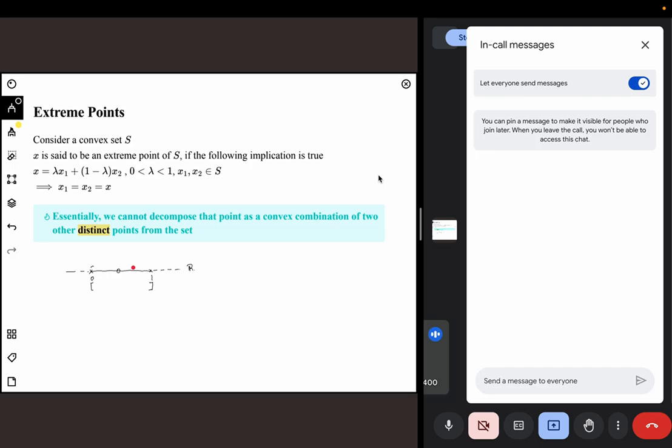So if I take any number here, take any lambda, take a weighted combination of 0 and 1, the resulting number will obviously be less than 1 and greater than 0 since lambda is positive. So it will fall in this set. So this is a convex set.